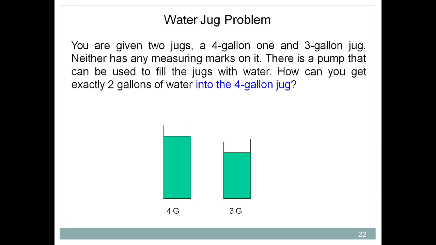So I told you that this kind of problem can be solved in 3 steps. Very first, you need to define your problem. Second, you need to specify the rules that you may use in order to solve this problem. And third one is a state space representation.